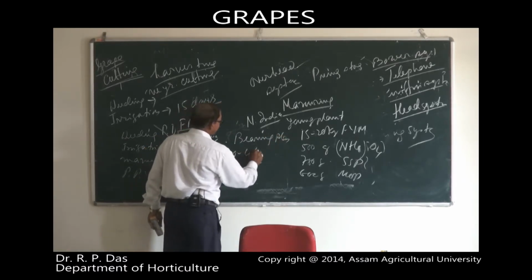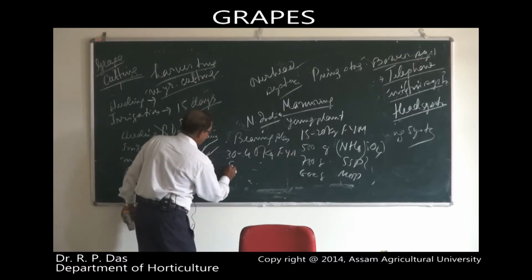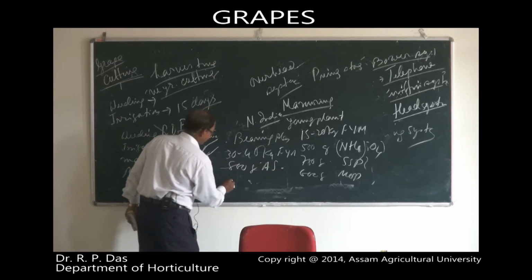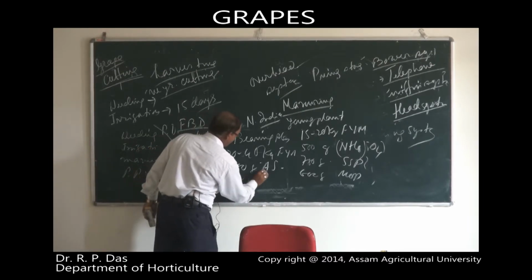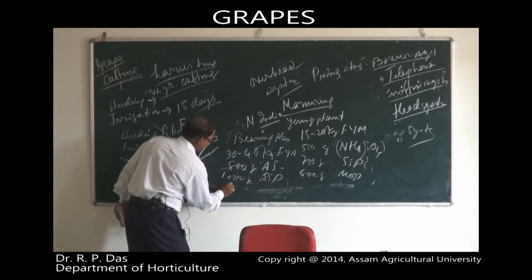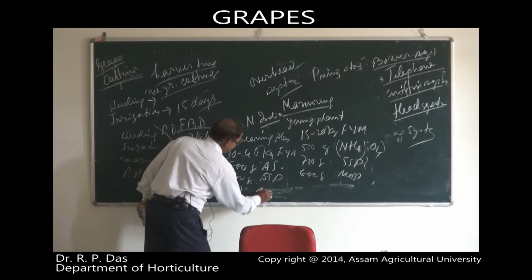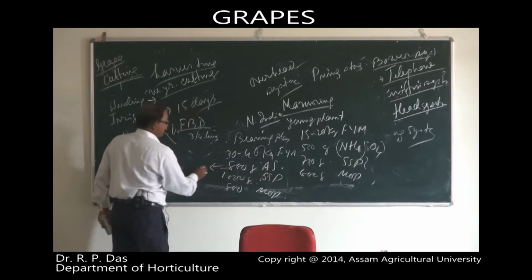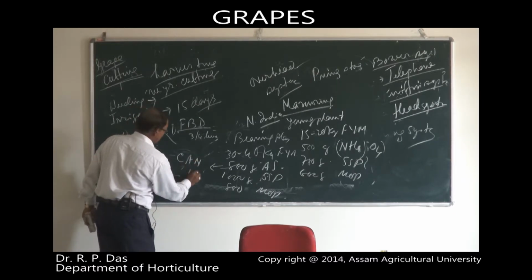30 to 40 kg FYM, 800 gram ammonium sulfate, then 1000 gram SSP, then 800 gram MOP, muriate of potash. And if it is CAN, calcium ammonium nitrate, used in northern India, then it is 1200 gram.